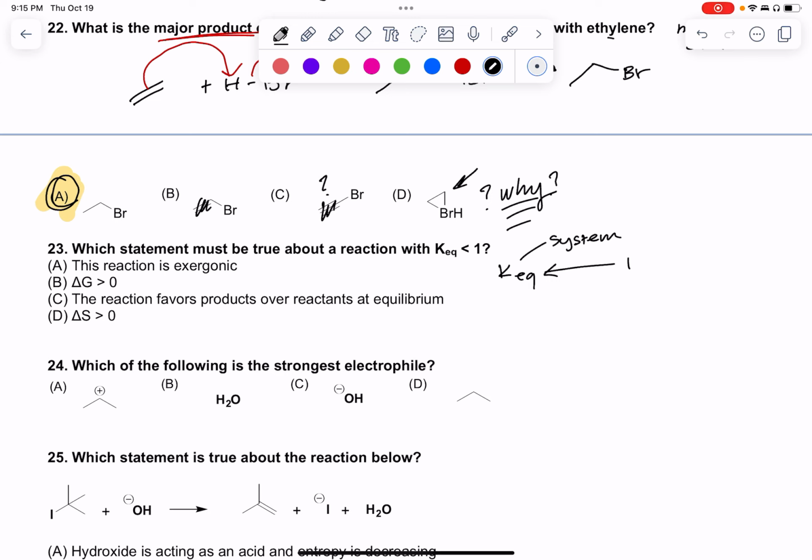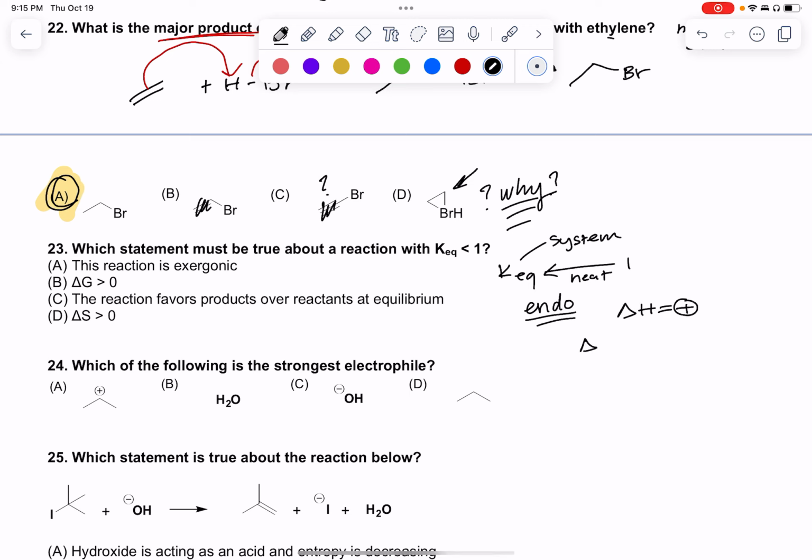Then heat is going into the system. That means that this reaction is endothermic or endergonic, however you want to say it. I'm just going to say endo because it's the same prefix. And when something is endo, that means that delta H is positive.